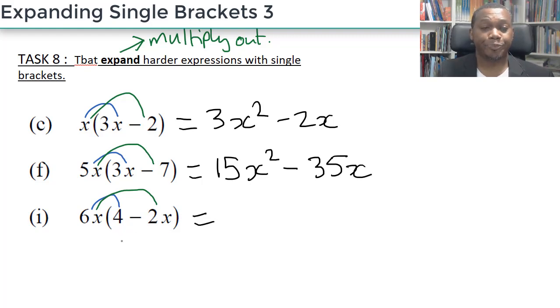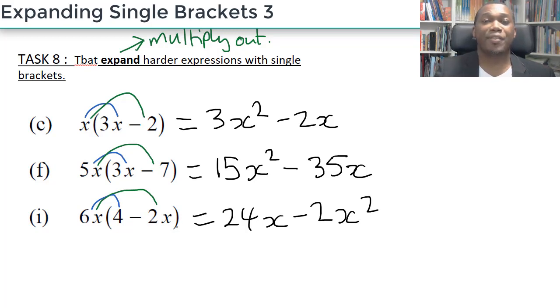And in part I, we had the square term comes second. So 6 4s are 24. So 6x times 4 is 24x. And then finally, that final multiplication, minus 2x squared. We have the x times x. So minus 2x squared is what you should have there.